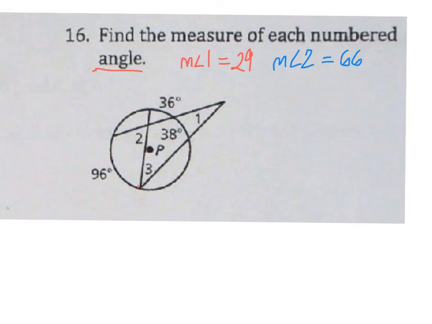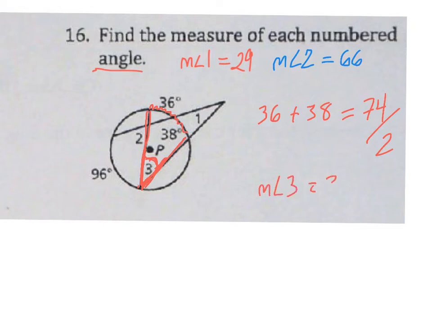Then the last angle I'm looking for in this problem is angle 3, which appears to be an inscribed angle, which opens up to this arc, which is 36 and 38, which gives me 74 total. Now, if you remember, the inscribed angle down here is always going to be half the measure of that arc, which gives me 37 for angle 3.